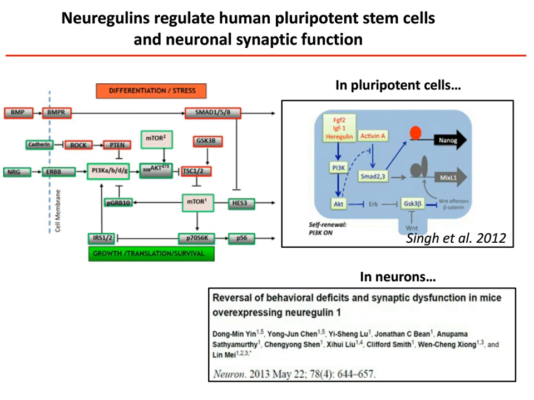In the bottom, this reference demonstrates that later in development, neuregulin signaling has important functions in the brain, both in behavior and in synapse formation.